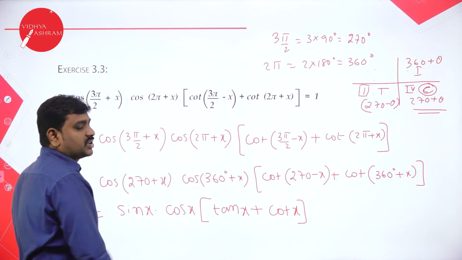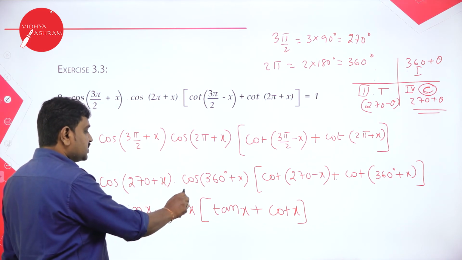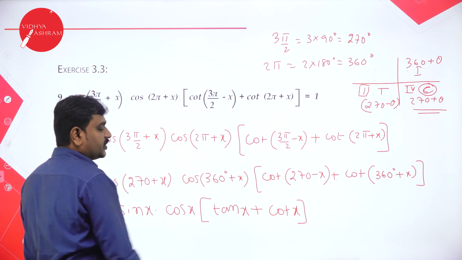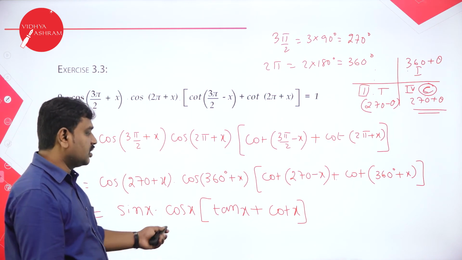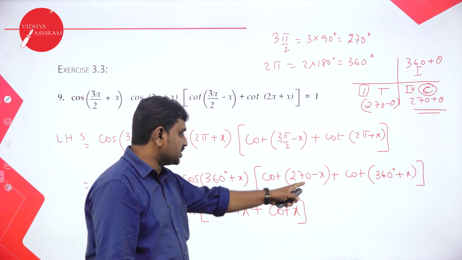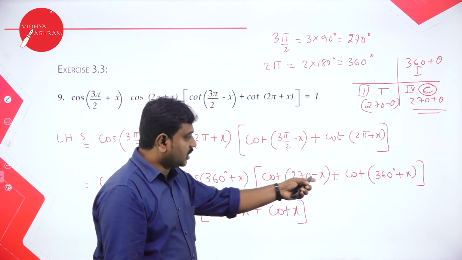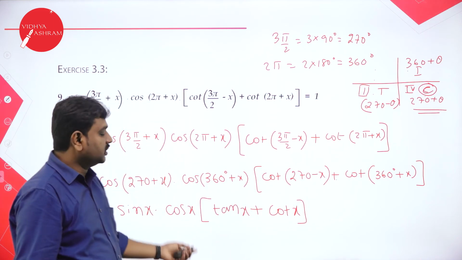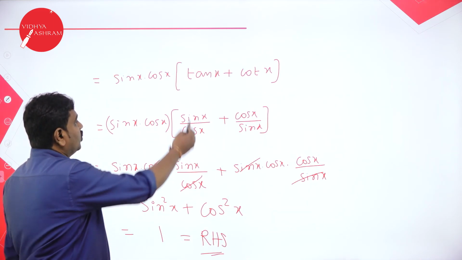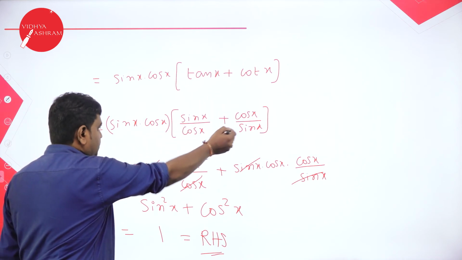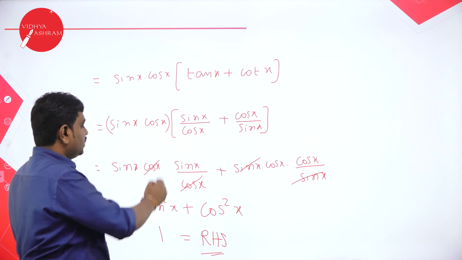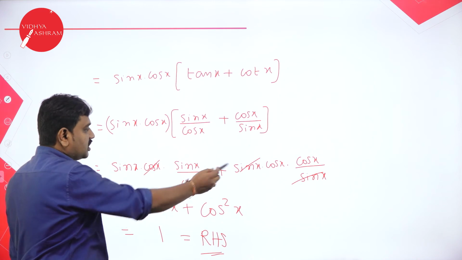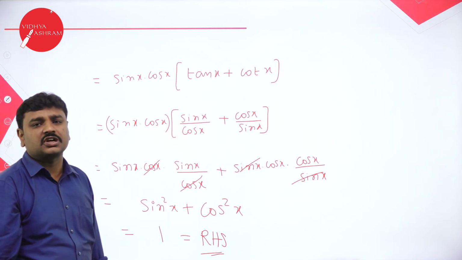Cos of 360 plus theta. For 360 function does not change, so it will be cos x. 360 plus theta lies in first quadrant, all are positive. Cot of 270 minus theta becomes tan theta, and cot of 360 plus theta becomes cot theta. So now substitute, and finally we wrote tan as sin by cos, cot as cos by sin. Multiply this inside, terms cancel, we'll get sin into sin, sin square, cos into cos, cos square. You know, sin square theta plus cos square theta is 1.